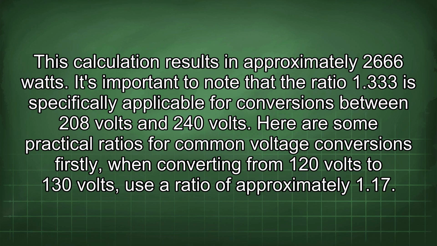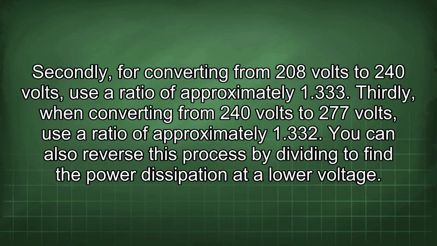Here are some practical ratios for common voltage conversions. Firstly, when converting from 120 volts to 130 volts, use a ratio of approximately 1.17. Secondly, for converting from 208 volts to 240 volts, use a ratio of approximately 1.333. Thirdly, when converting from 240 volts to 277 volts, use a ratio of approximately 1.332. You can also reverse this process by dividing to find the power dissipation at a low voltage.